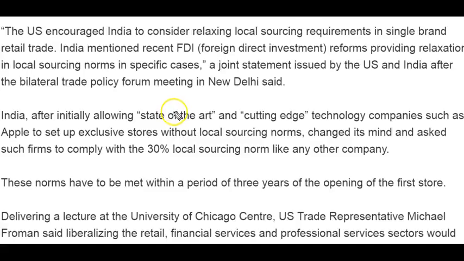There are a few words that are coming in the news regularly regarding the local sourcing norms. They are state of art, cutting edge technology companies. Apple CEO visited India and asked India to relax the local sourcing norms. So initially we planned to exempt the companies which are considered as state of art and cutting edge technology companies from the local sourcing norms.